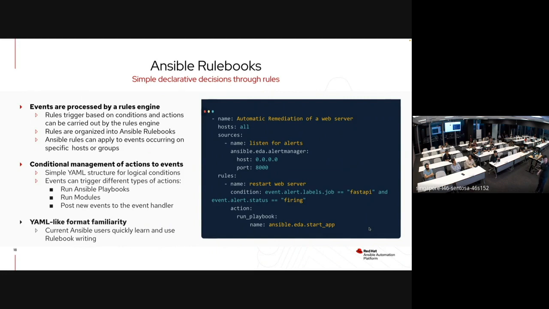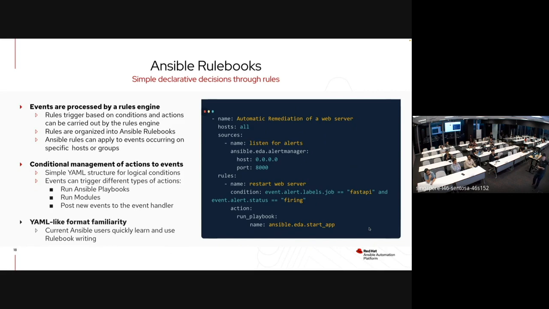What we are saying over here is that this could be specified to just a particular kind of host. And for the sources, we are using Alertmanager as one of the source plugins that we have. It's listening on a certain port, in this case 8000. And what are the rules? The rules will be to just restart the web server if we hear this particular action. The conditions themselves we can also set. These are very similar to what we have within the Ansible construct.